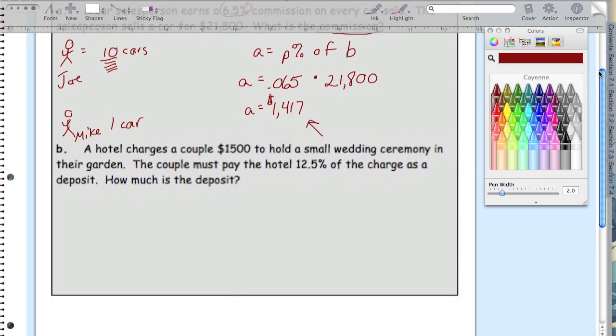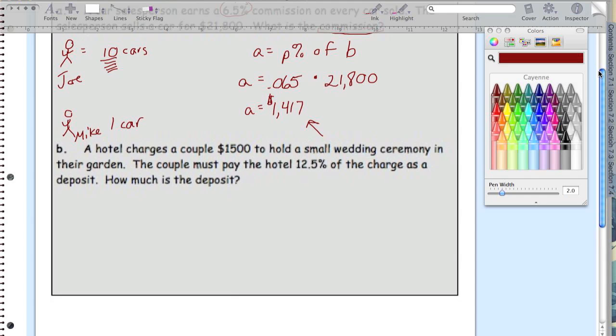Letter B talks about deposits. The problem says the hotel charges a couple $1,500 to hold a small wedding ceremony in their garden. The couple must pay the hotel 12.5% of the charge as a deposit. How much is a deposit? A deposit is the money that you put down to hold something, so that it's kind of like you're claiming, hey, this is mine, I'm going to pay all of it. Maybe I'm not going to pay it all right now, but I'm putting the money down to hold it.